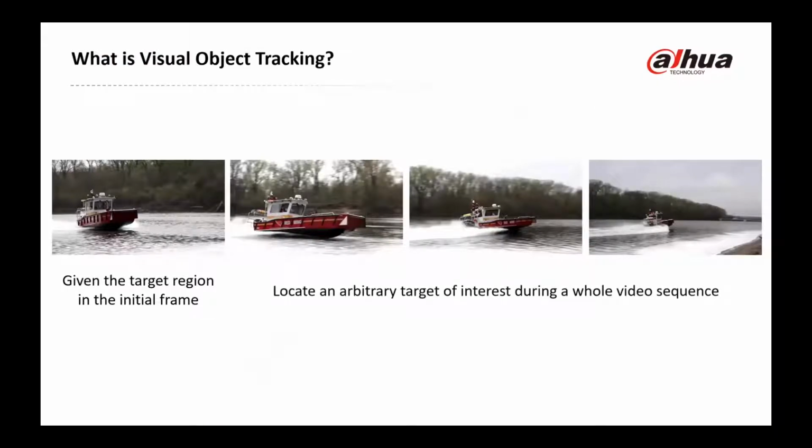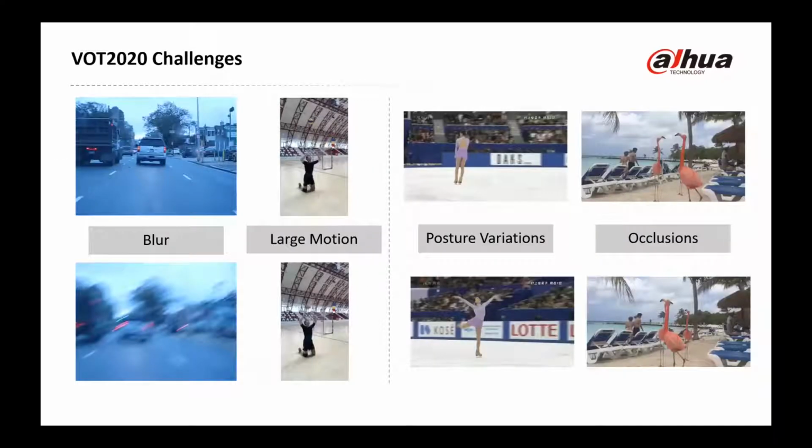Visual tracking is a fundamental task in computer vision. Given the target region in the first frame, it aims at locating an arbitrary target of interest during a whole video sequence. Despite that much progress has been made in recent years, the design of a high-performance tracker on VOT2020 is highly challenging due to factors including blur, large motion, geometric transformations, and occlusions.